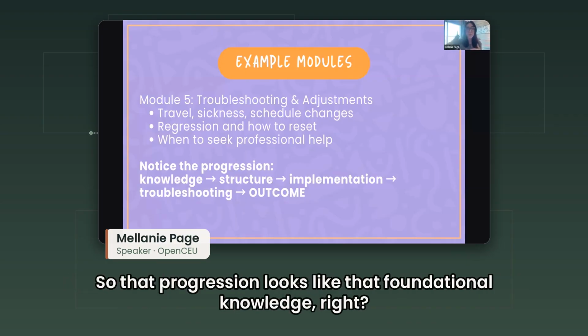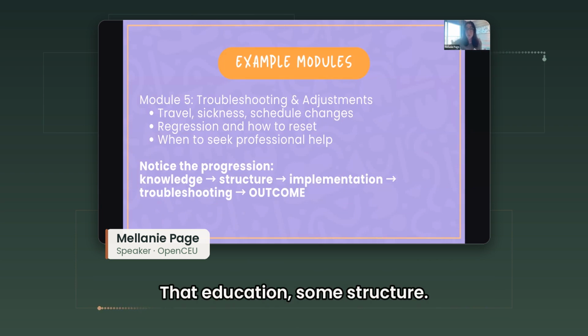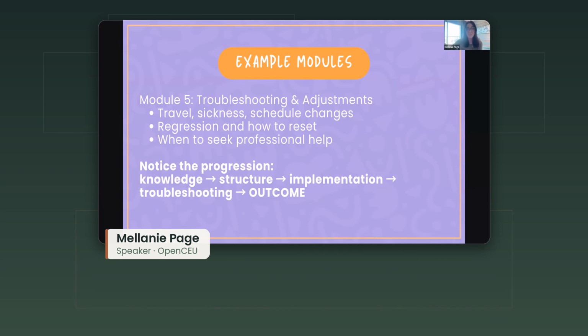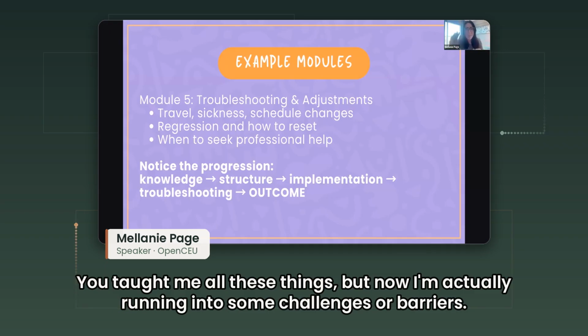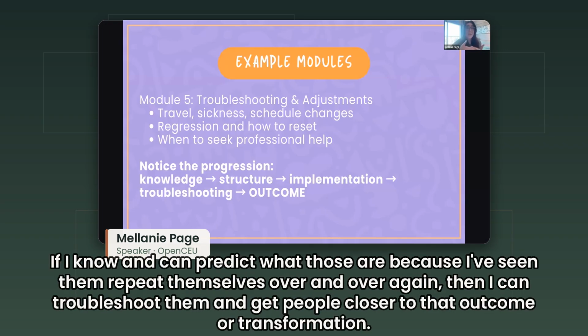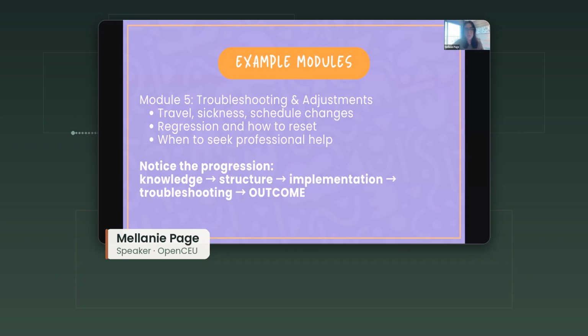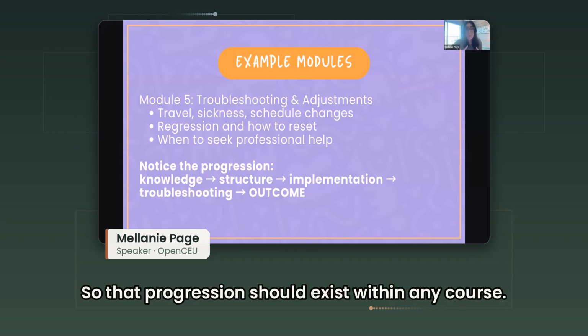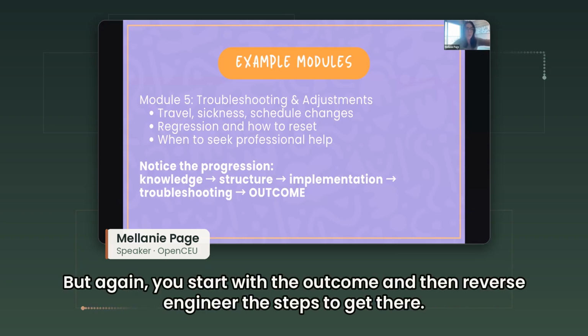So that progression looks like that foundational knowledge, right? That education, some structure. So that helps with implementation. And then some troubleshooting. That's where that transformation comes in. You taught me all these things, but now I'm actually running into some challenges or barriers. If I know and can predict what those are because I've seen them repeat themselves over and over again, then I can troubleshoot them and get people closer to that outcome or transformation. So that progression should exist within any course. But again, you start with the outcome and then reverse engineer the steps to get there.